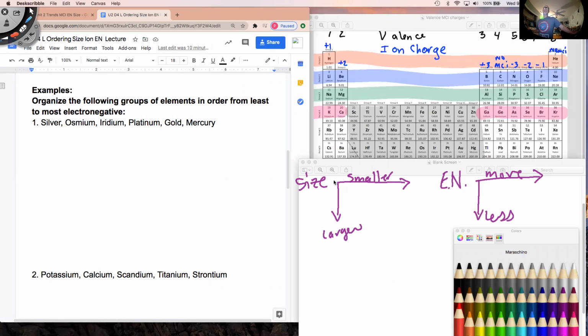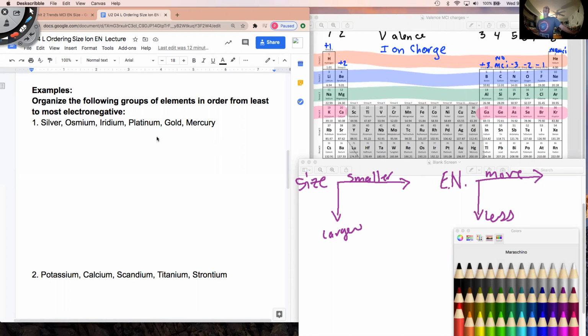The size of atoms gets smaller as you move across from left to right, and that's because of the number of protons. And you get larger as you move down, and that's because of the number of shells. Electronegativity increases, or atoms are more electronegative, as you move across, because atoms are getting smaller. It's easier to hold on to those electrons. And as you go down, the atoms are bigger. It's harder for them to hold on to the electrons.